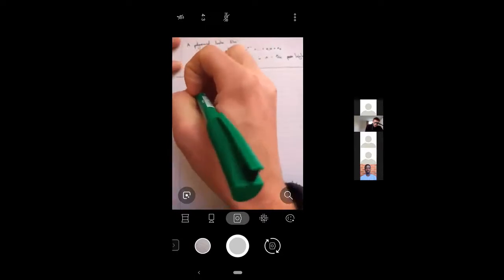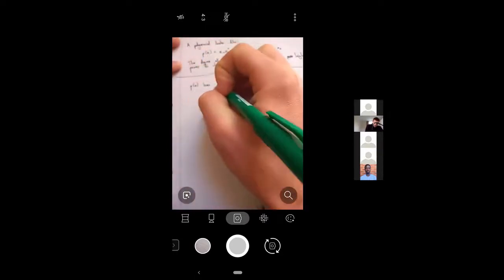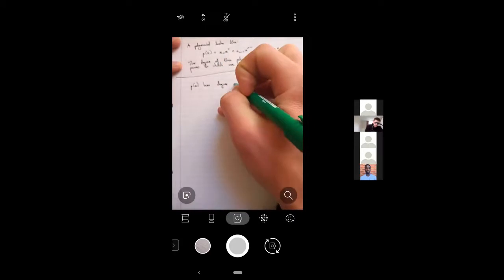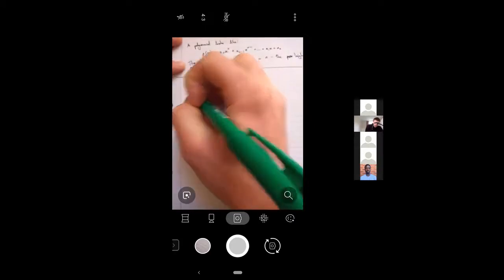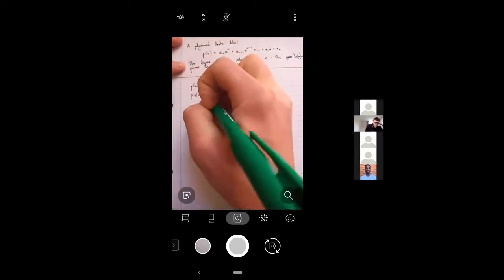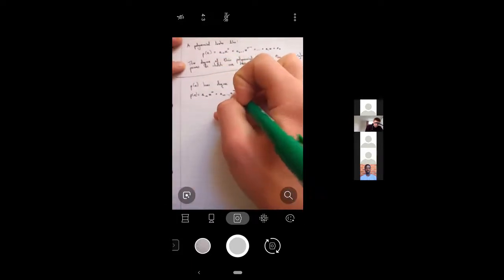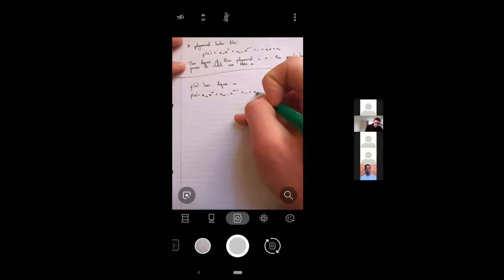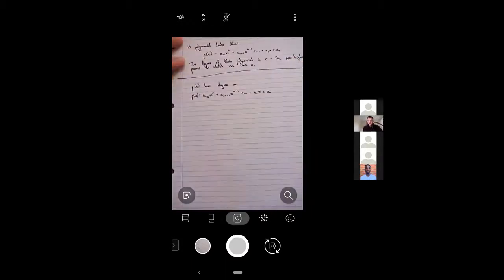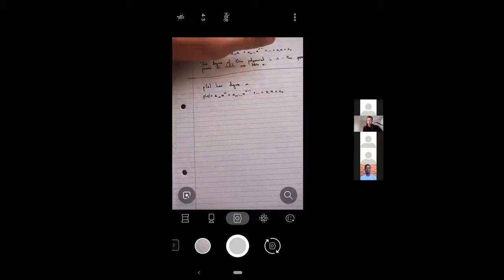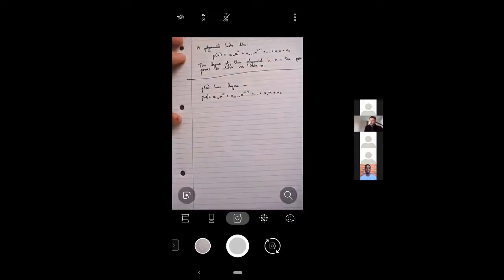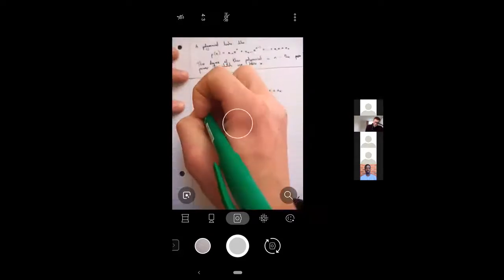All right. So we have P of X has degree M. Let's just write it as a_M x to the M plus a_(M-1) x to the M minus one plus dot dot dot a_1 x plus a_0. It's always helpful to be explicit in writing down things at the very start of a question.